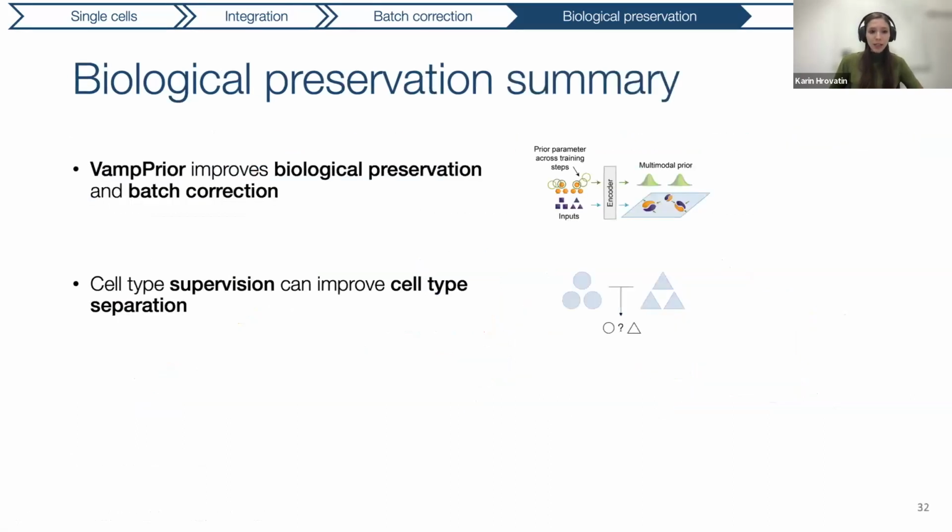Now, to summarize, what are the important things about biological preservation? One is the VampPrior approach that we chose, because it enables both good biological preservation and batch correction, and the cell type supervision can be helpful, but requires further work.